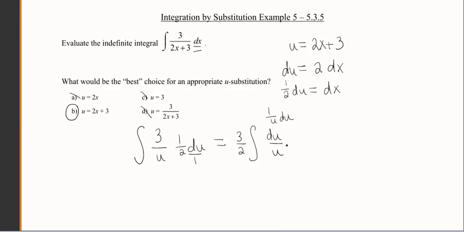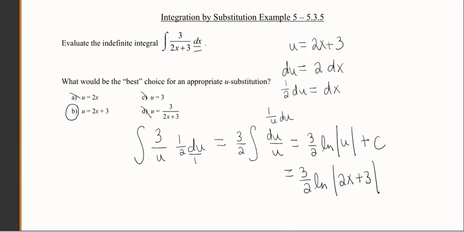Now we have to remind ourselves, what function, when I do the derivative of it, will give me 1 over u? Hopefully you've got this one in your arsenal: that is the natural log, and it's always the absolute value of u. Again, this is an indefinite integral, so we want our plus c. My 3/2 just came along for the ride. My antiderivative of 1 over u is natural log of u, and then I put my plus c on. Let's plug in our u, and then we are done. 3/2 natural log, absolute value of 2x plus 3 plus c is our final answer.